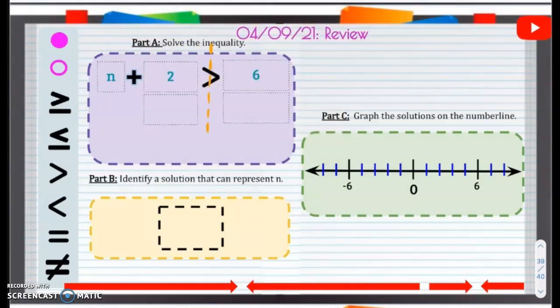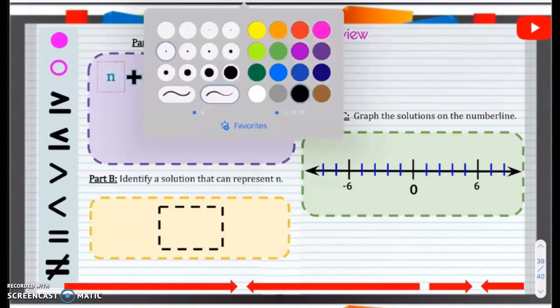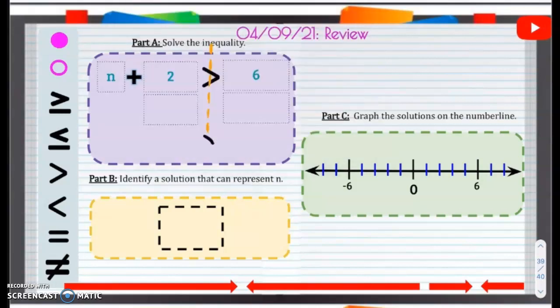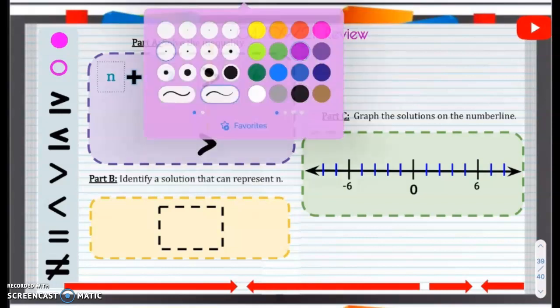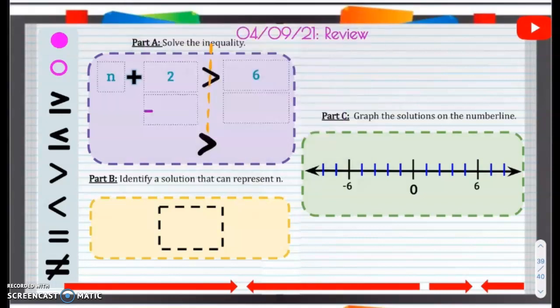And we are going to keep it as this symbol. So we're going to keep it the same symbol. Now, to get n by itself, we're going to do the opposite of adding 2, which is subtracting 2. So we're going to subtract 2 from both sides.